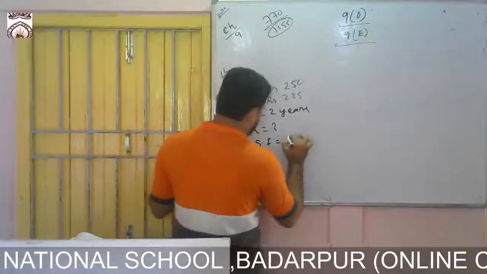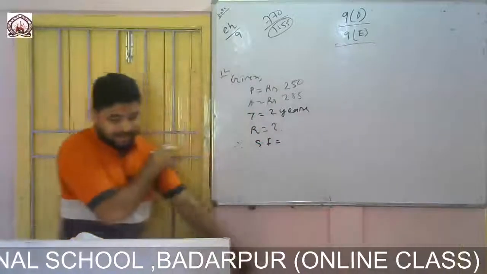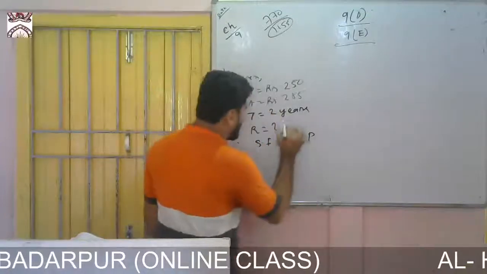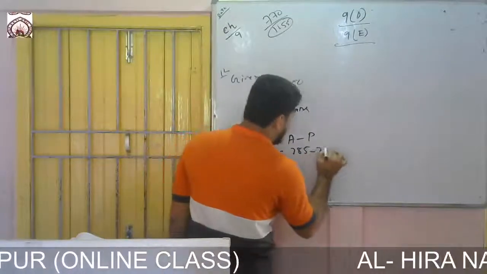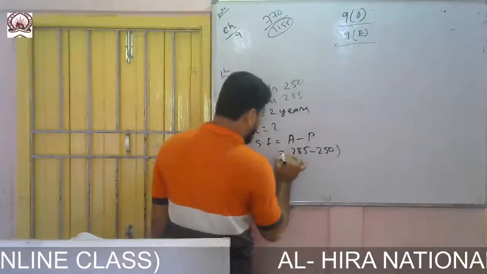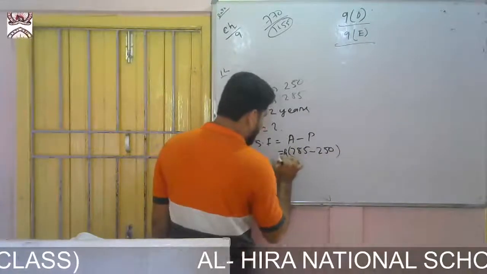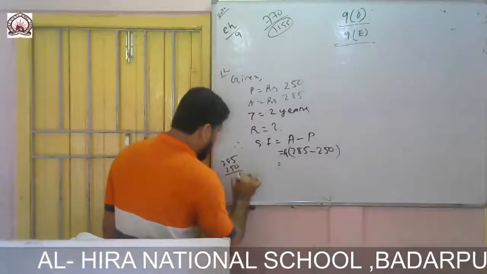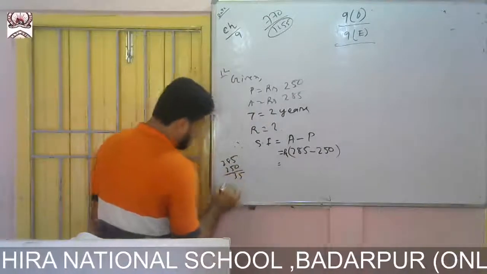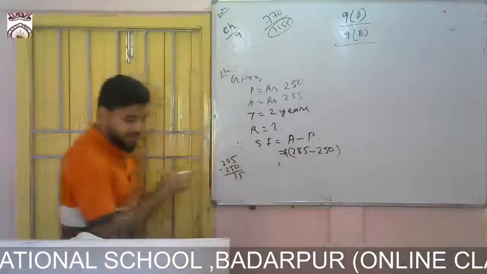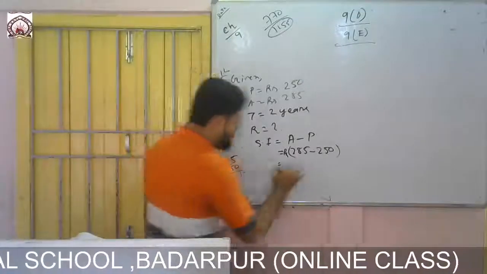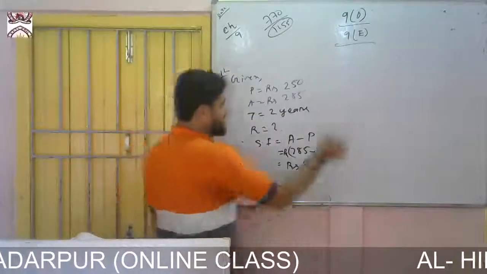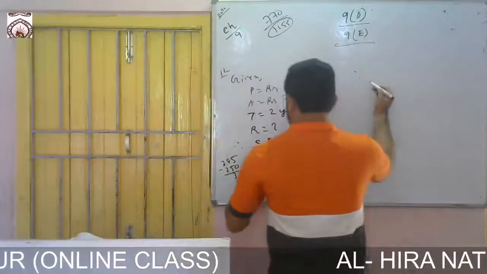SI equals A minus P. We know this formula. So the amount was 285 minus 250. 285 minus 250 is 35 only. So it is coming rupees 35. Now we can find the simple interest.